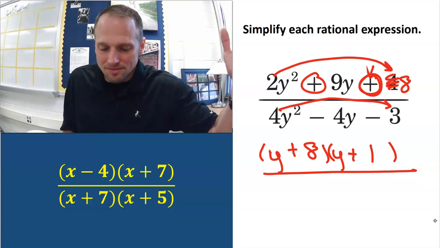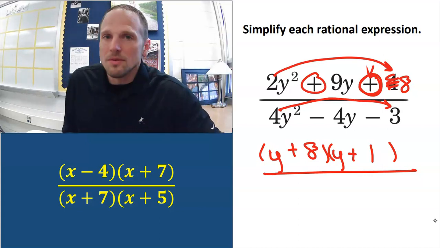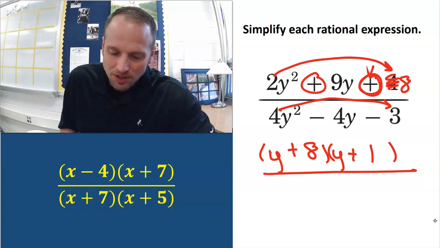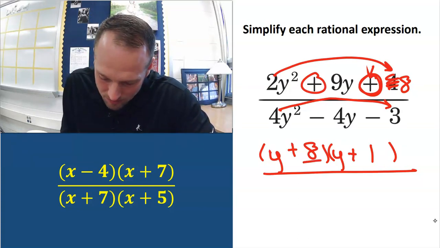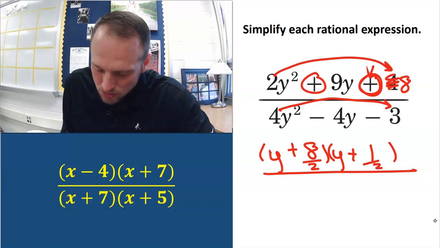Whoops, you know what? I forgot. I did something illegal, didn't I? It was illegal for me to multiply the 2 to the end, so we've got to undo that. We've got to go back up and divide this by 2.